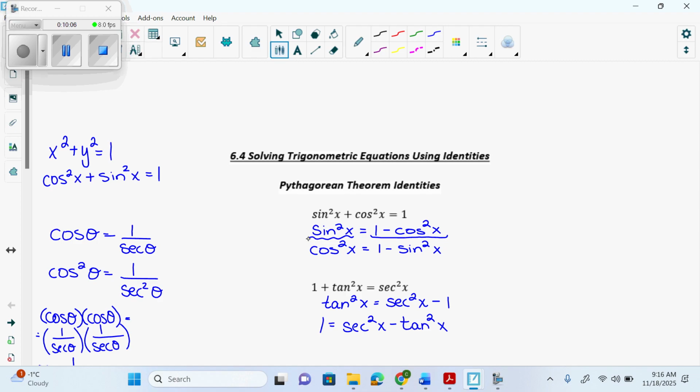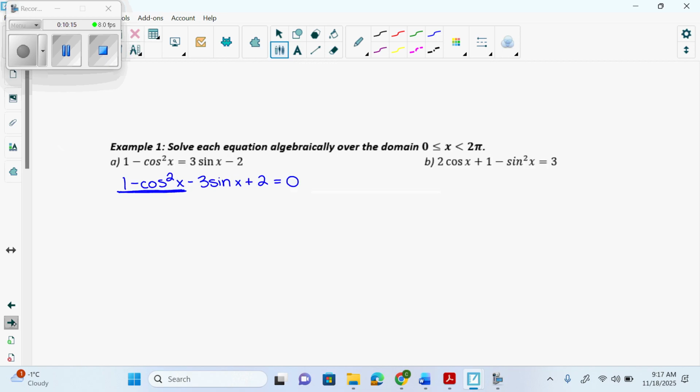Sine squared. So can I replace 1 minus cos squared, take it off the paper, throw it away, and replace it with sine squared x? Because they mean the same thing. 1 minus cos squared x equals sine squared x. So I can replace this with sine squared x. Minus 3 sine x plus 2 equals 0.